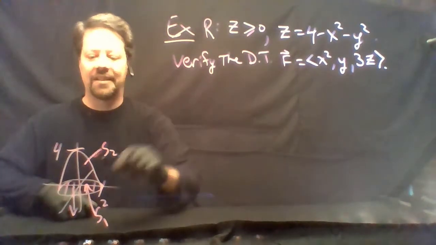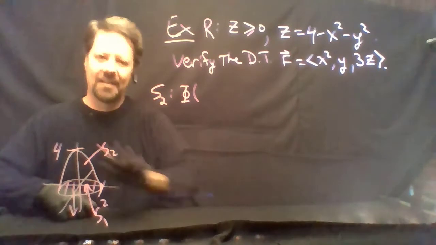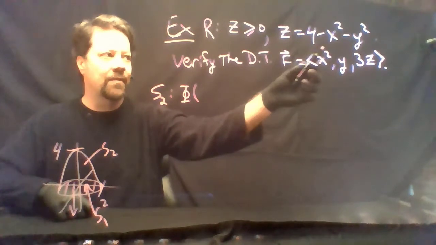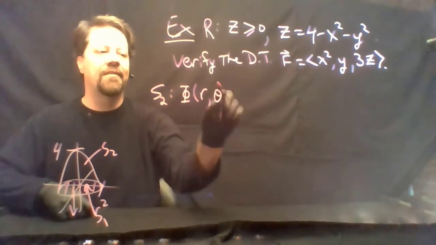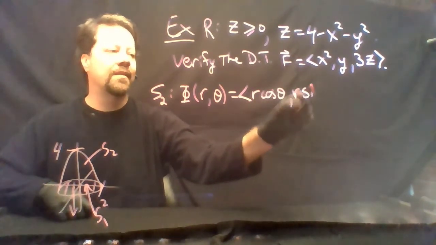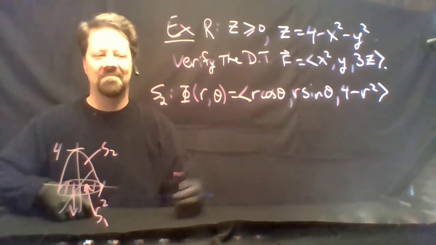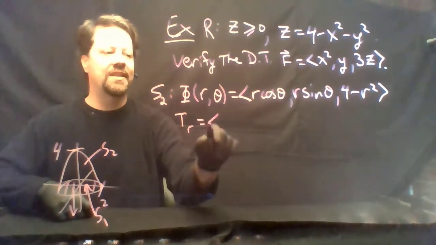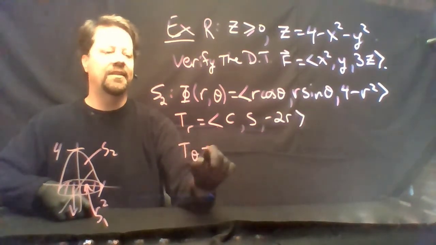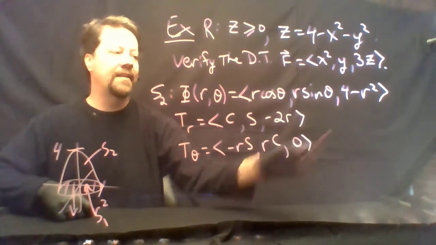We need only calculate the flux through the top surface, and for that, we need a surface parameterization. Because of the rotational symmetry around the z-axis, we should use cylindrical coordinates for this surface. That'll give us parameters r and theta. x will be r cosine theta, y will be r sine theta, and z will be 4 minus r squared. The two tangent vectors, T_r will be cosine, sine, minus 2r, and T_theta will be minus r sine, r cosine, and then 0.